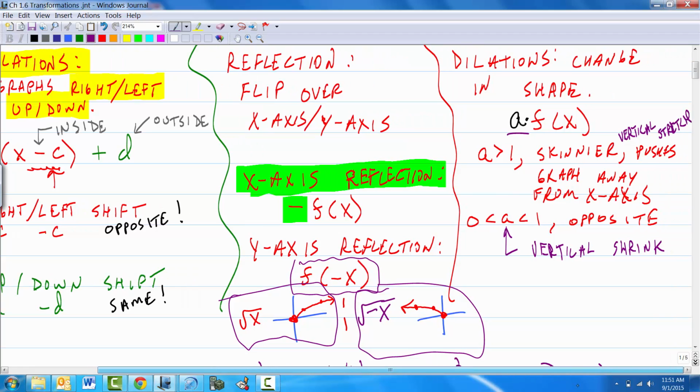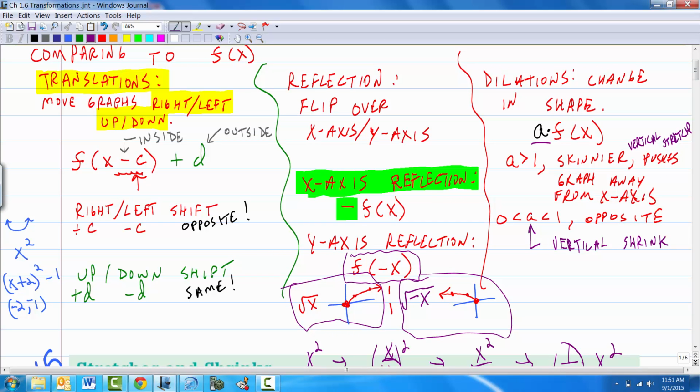And then the last of the Algebra 2 things that we did last year was the dilation factor. When you throw a number in front of a function, that makes the graph do 2 things.